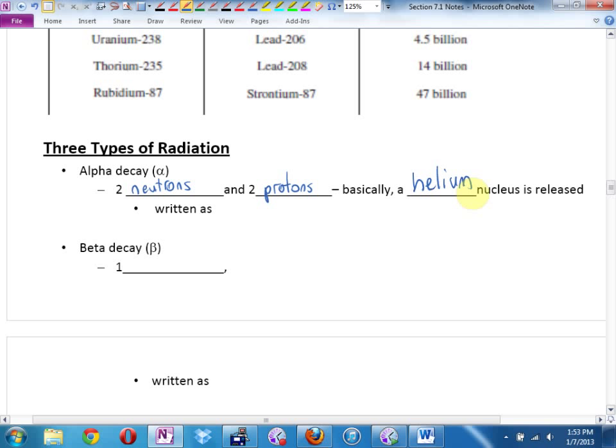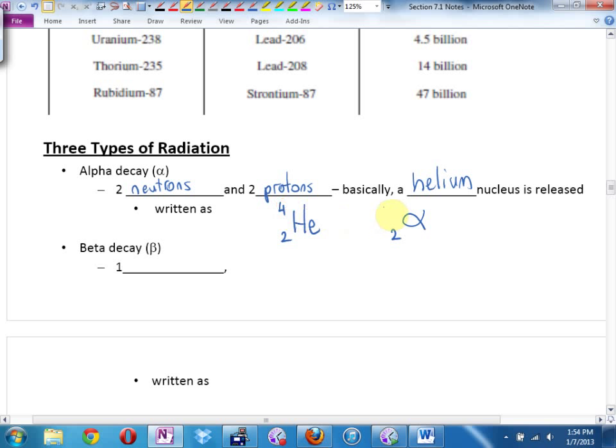And we write it two different ways. You can either write it as He for helium, or you can use the funky alpha symbol. How many protons did helium have? What was its mass?